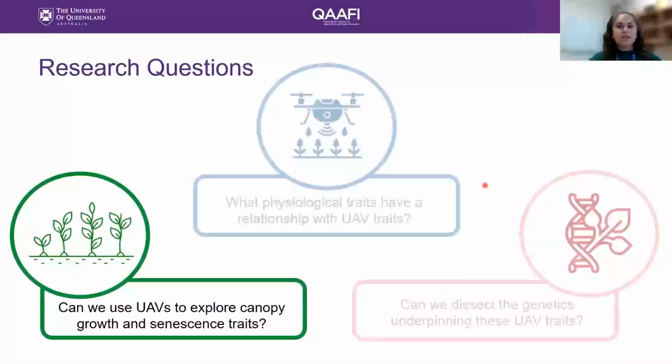So now we understand if we take UAV data, what is that linked to on the ground? The next question is, can we then use UAV to explore canopy growth and senescence over time? Because a lot of these ground-based measures that we looked at before were at a single time point. But as I mentioned with the UAV, we can start capturing data once a week, twice a week, as much as we want, so we can get this really nice look at how the plant is behaving over time.